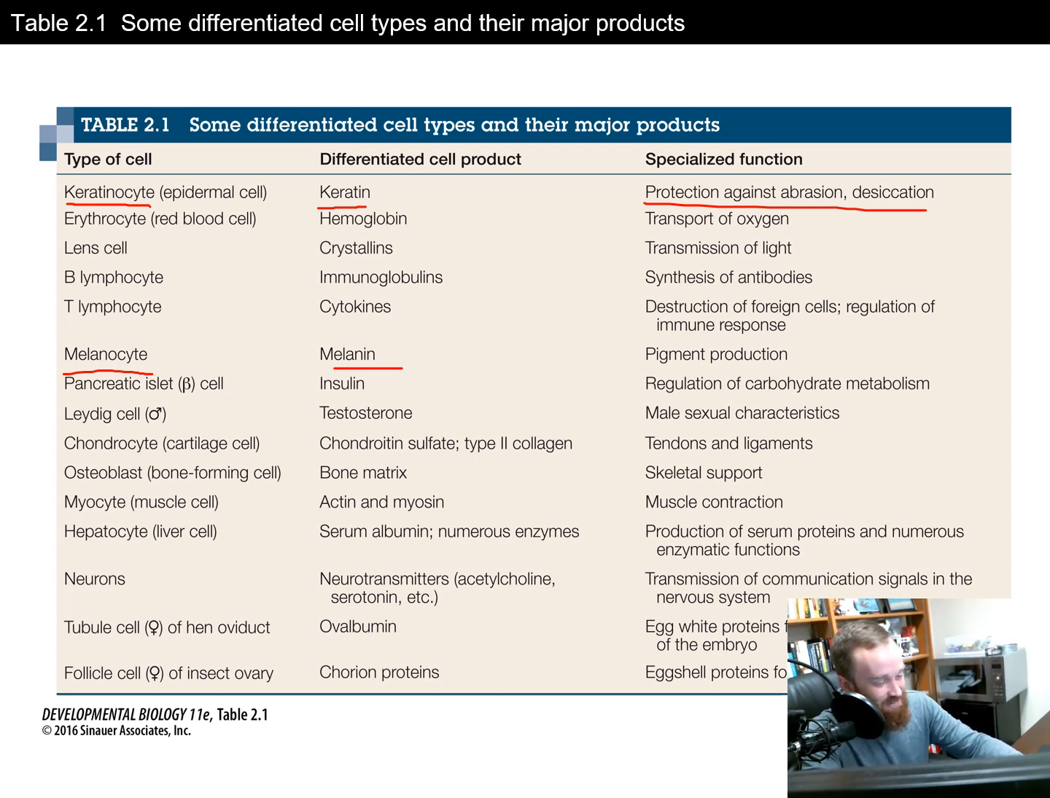So you also have neurons, which are obviously part of the nervous system that create things like serotonin, which are part of the neuroreceptor response. So all these, we're not going to get too terribly into all these different cell types. These are just examples of differentiated cells.